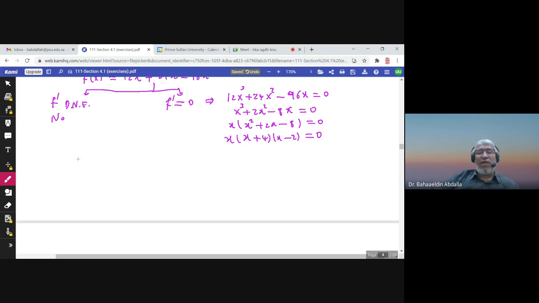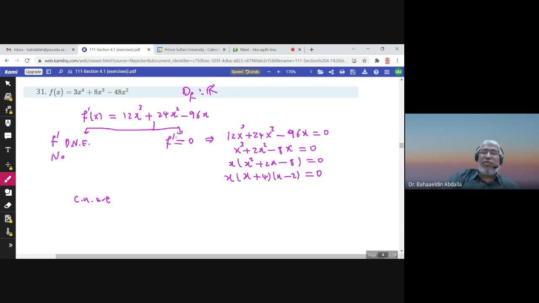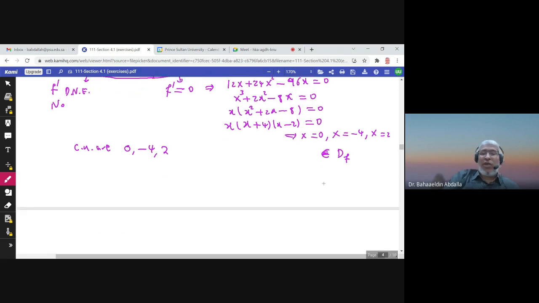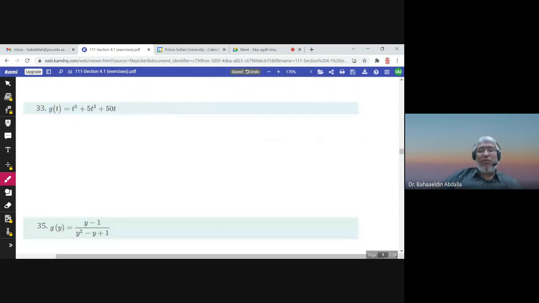So the critical numbers are the numbers that make the derivative 0 and belong to the domain. Since the domain is R, the critical numbers are 0, -4, and 2. Because here I will have either x is 0, x is -4, or x is 2, and all of them belong to the domain of f. So there are 3 critical numbers for this function.